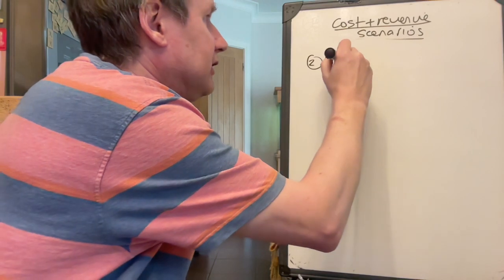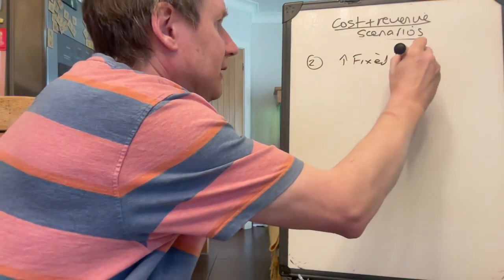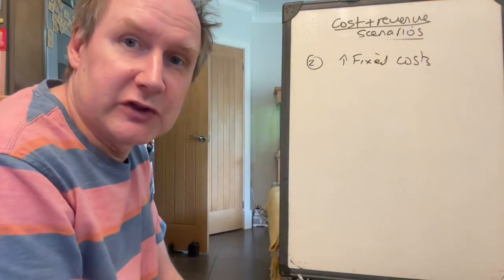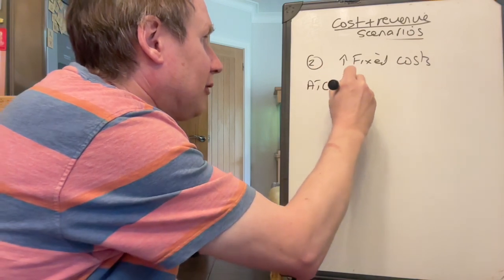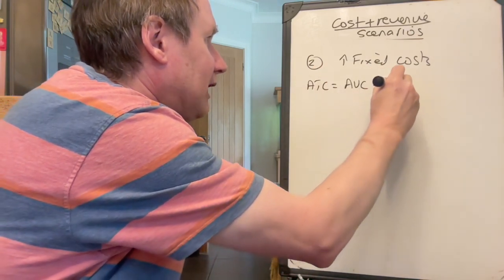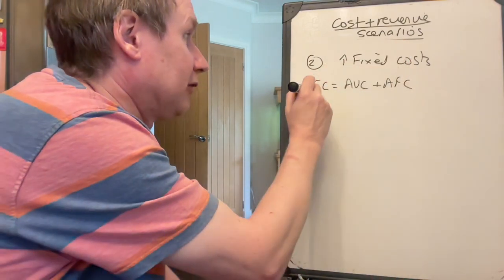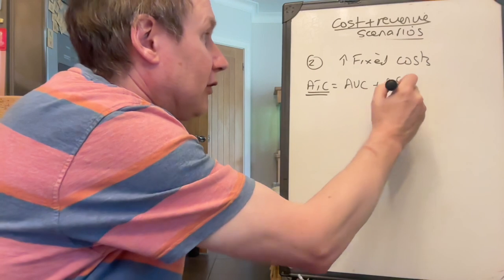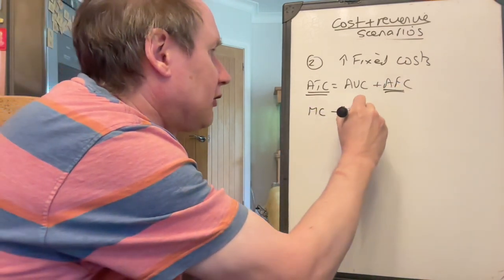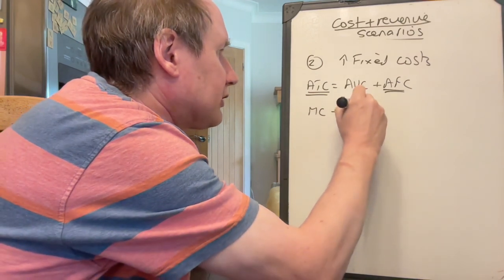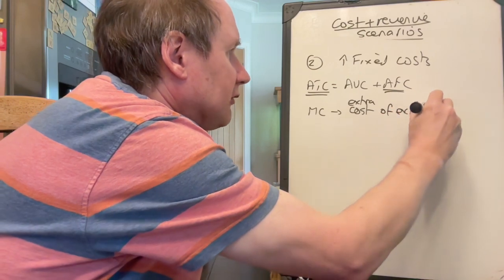Let's suppose that there is a change. Let's look at an increase in fixed costs. So fixed costs are simple. We know that a firm's average total cost is made up of average variable cost and average fixed cost. So obviously if fixed costs go up, the firm's average cost is going to go up. But we also know that marginal cost is the extra cost of the extra unit. Fixed costs don't affect that.